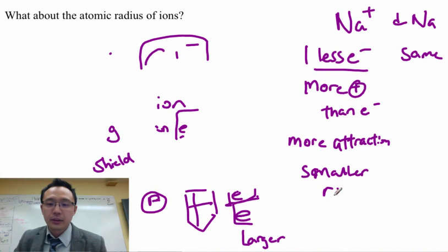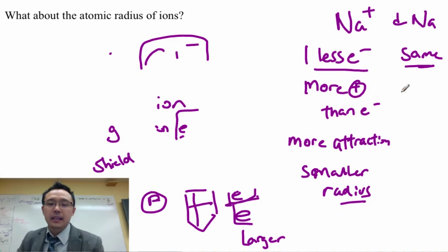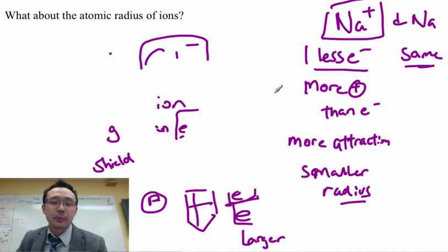radius. So try to make sense out of this with the number of electrons, and since this is the same, you would have the same sort of atomic radius. Right now we're comparing the ionic form and seeing how that would play a part.